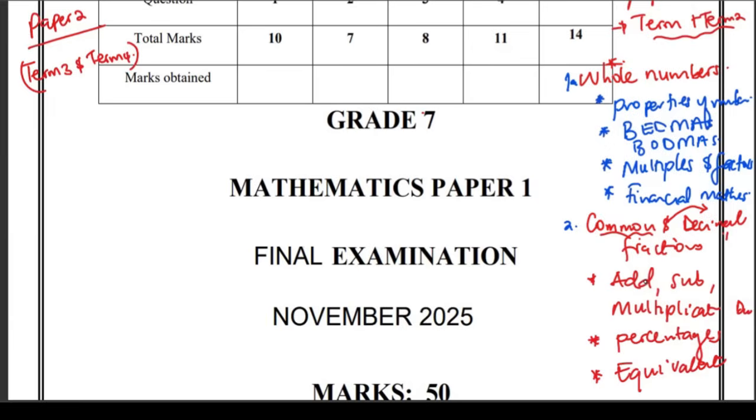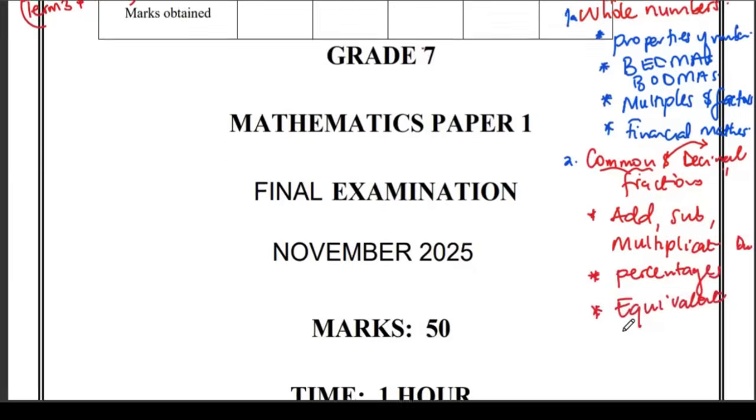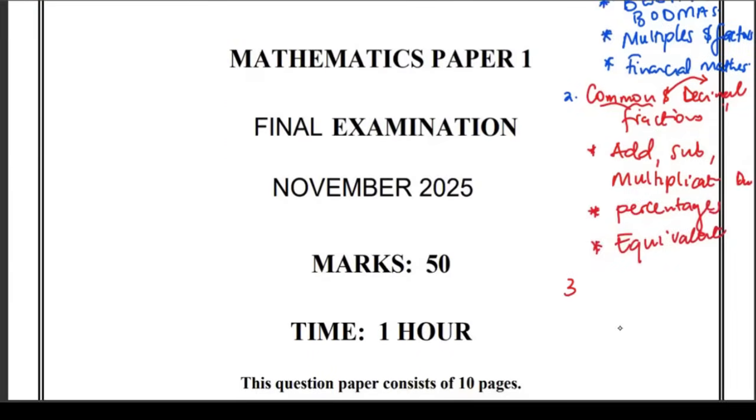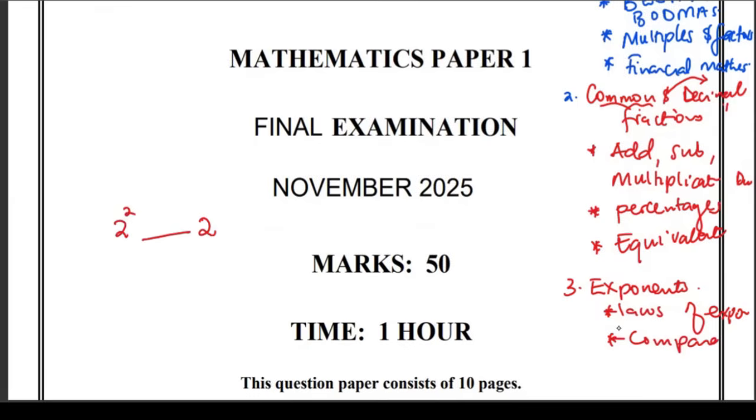After the decimal fractions, the third topic in paper 1 is what we call the exponents. We know that we have different laws of exponents, and then how to compare the exponents. Someone can tell you this is 2 squared, and then this is maybe 2 to the exponent of 0. We use greater than, less than, or the equal sign, and then you need to tell us what exactly is happening there.